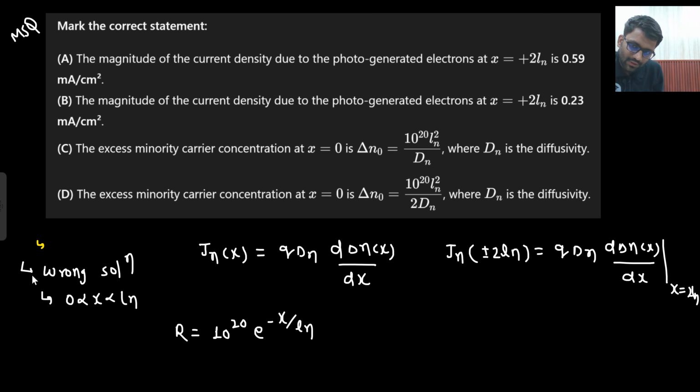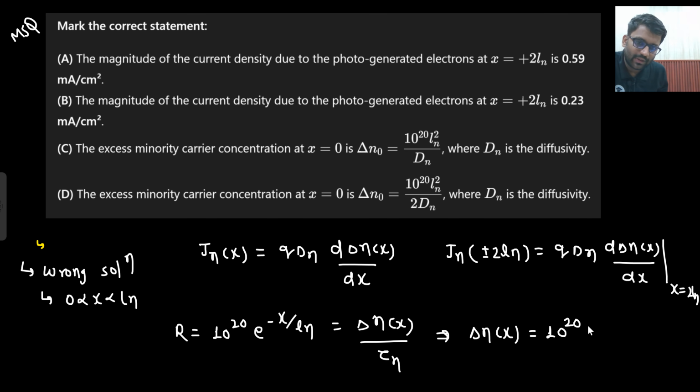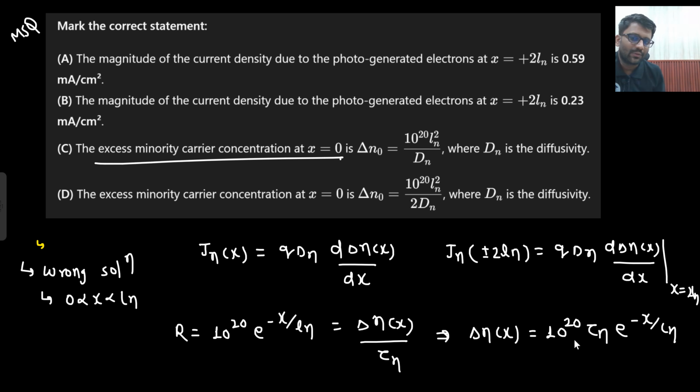Okay, wrong solution. Just keep your eye here. For recombination rate we have studied a formula: minority excess carrier concentration divided by the lifetime. So minority excess carrier concentration is delta nx divided by the lifetime, that is tau n. So from here you find delta nx, that is 10 to the power 20 e to the power minus x by Ln.